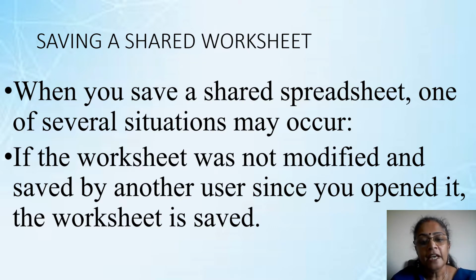What happens if the worksheet is not modified by another user? Since it has been opened, the worksheet gets saved. For example, I have made the changes, but the other two have only opened it and seen it. They have not made any changes to it. They have simply used it for getting some data. Then automatically when I save the worksheet, it gets saved without any issues.